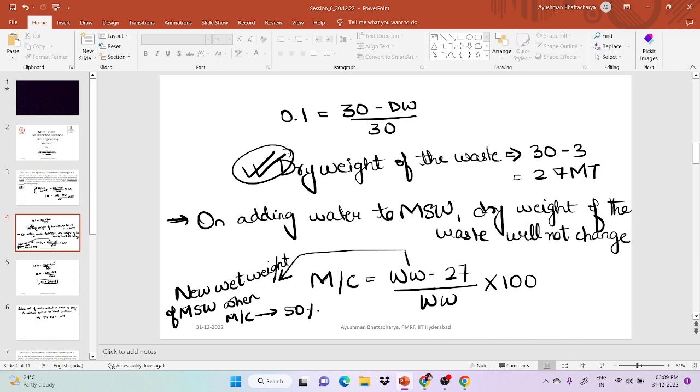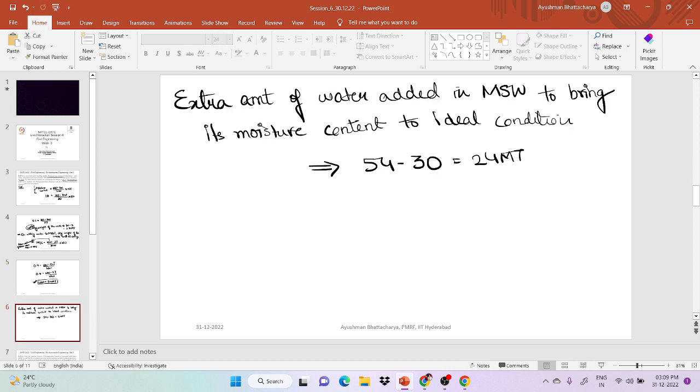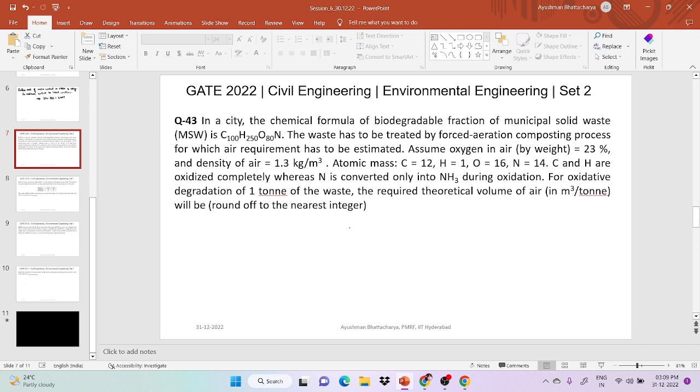After calculating the dry weight, we calculated the wet weight when the ideal condition is 50% moisture content. This way we calculated the wet weight. So the extra amount of water that needs to be added to bring the moisture to ideal condition will be 54 minus 30, which is 24 metric ton. I hope this is clear now. So let's move to the next question.